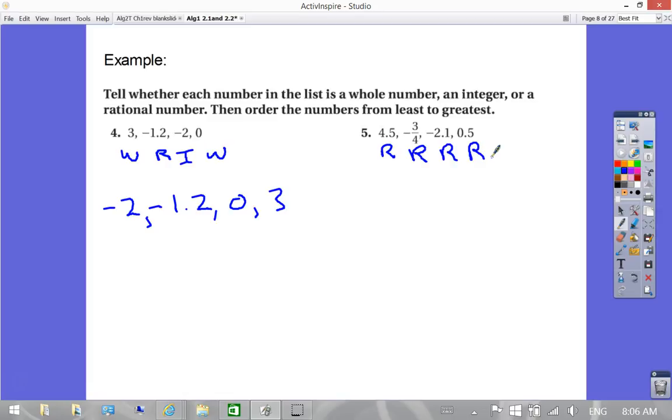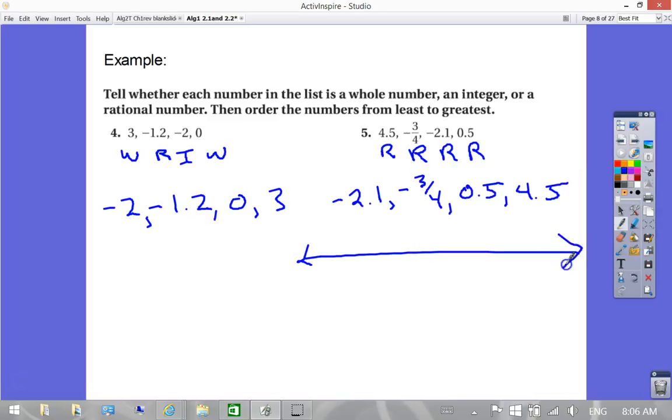Which is the smallest of those? Negative 2.1. Which is next? Right? Negative 3/4. And then 0.5, and then 4.5. So if you're ever confused about that, you just have to think like, which two integer values do these numbers fall in between?